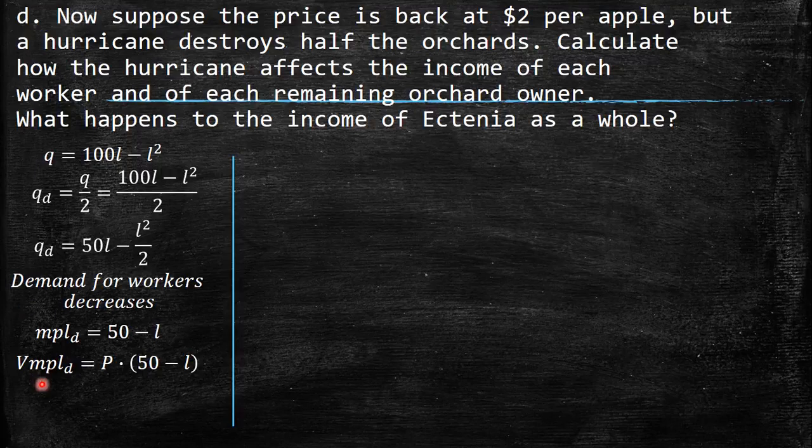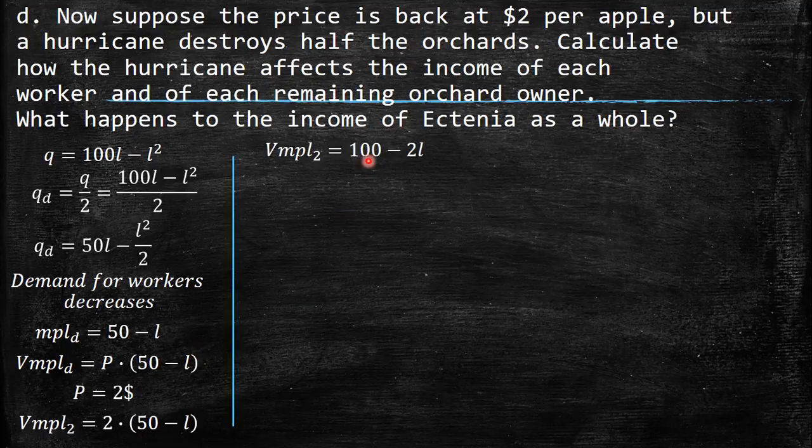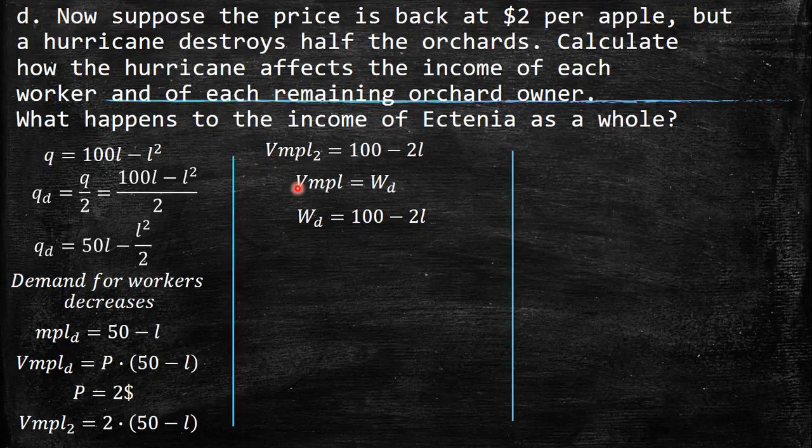First, we have that the value of the marginal product of labor, D, is equal to the price times 50 minus L. The price is 2. Then you replace this, and you have 100 minus 2L. Then you know that the condition is that the value of the marginal product of labor is equal to the W, in this case WD, which is the situation associated with the D exercise. You replace, and WD is equal to 100 minus 2L.